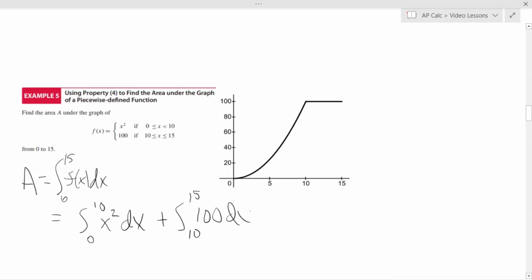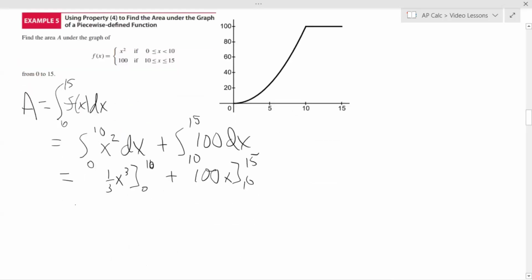And now this is going to be 1/3 x cubed, evaluated from 0 to 10, plus 100x, evaluated from 10 to 15. Now be careful here. Since the limits are different on the two integrals, you can't just do 1/3 x cubed plus 100x and evaluate it at one number and the other number and subtract.